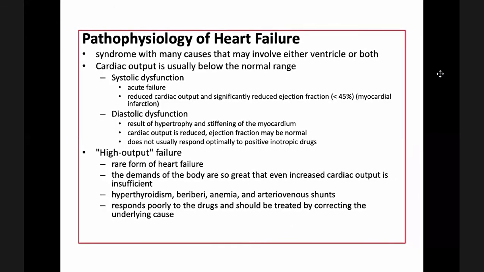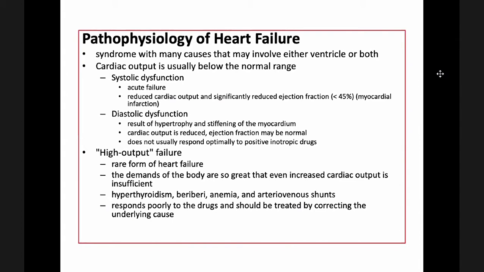So heart failure is a syndrome with many causes that may involve either the ventricle or both. So the cardiac output is usually below the normal range. So you have systolic dysfunction, and this could be in the form of an acute failure where you have reduced cardiac output, and this will significantly equivalent to a reduced ejection fraction that is less than 45%, especially in cases of myocardial infarction. So usually the cause of acute heart failure is from a massive acute myocardial infarction.